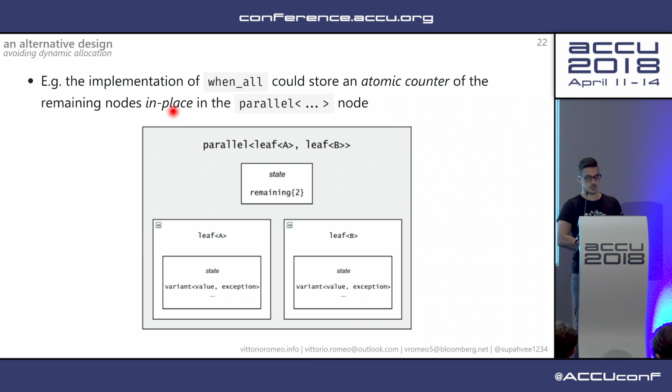So all you see in this graph over here, in this diagram, is on the stack in place inside the object which is returned by the last composition of the computation graph. All clear?